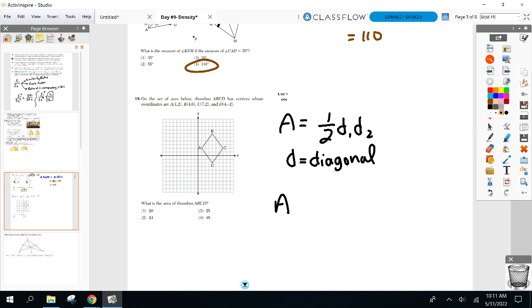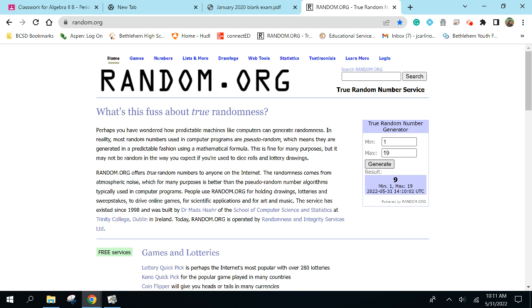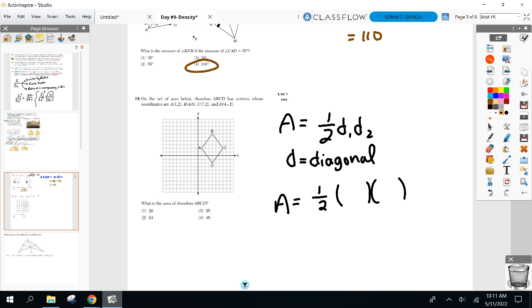Watch. Go ahead, draw in diagonal BD. Do I need some fancy distance formula to find the length? No, count the darn thing. So go ahead and draw in diagonal BD and AC. Count them up and let me know how long they are. When you're ready, let me know how long each diagonal is. 12? Yep. Good job. 8 and 6. There we go. So what do I end up there? 24?